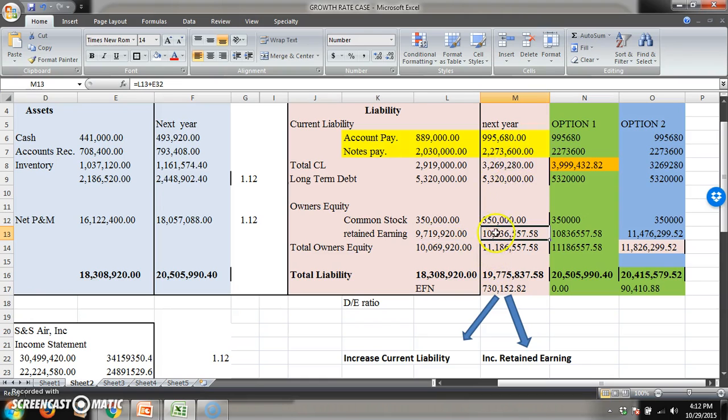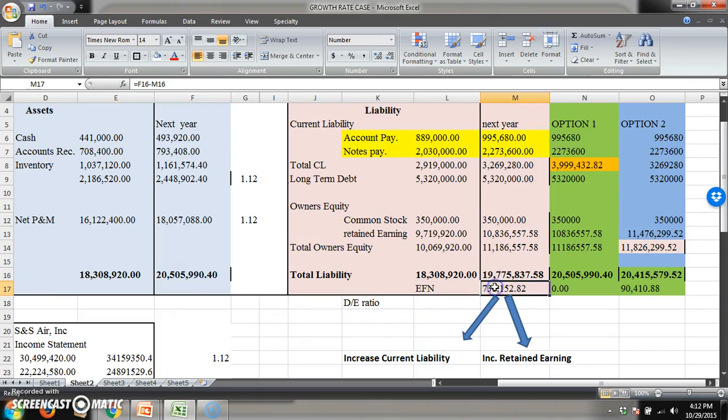Now, due to this increase in current liabilities, the total liabilities come to be 19.8 million, but the assets that we need are 20.5 million.